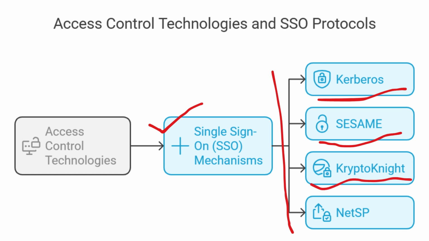KryptoKnight, IBM's authentication system. KryptoKnight is an authentication system developed by IBM that supports peer-to-peer authentication and SSO capabilities. Unlike Kerberos, which has a centralized key distribution center, KDC, KryptoKnight supports distributed authentication, making it more flexible in certain environments. NetSP, secure authentication for IBM systems. NetSP, Network Security Program, is another IBM security framework that supports SSO and strong authentication for enterprise networks.